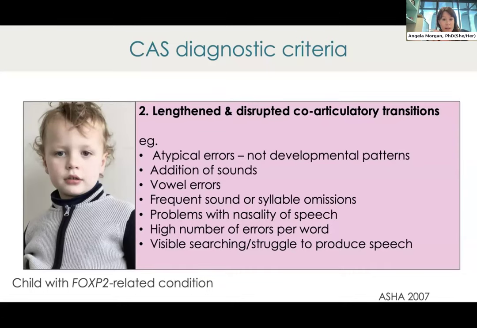Sometimes you can see challenges with nasality of speech as well. So there are only a few sounds in English which we call nasal sounds, but for some children, these are very fine movement patterns you need to show oral versus nasal sounds. So you'll hear those sorts of challenges of distinction of oral and nasal sounds, many more errors per word. Sometimes you might see visible searching or struggle to produce speech sounds. So I've got a video here of a young man who does have apraxia associated with a genetic condition, a FOXP2 related condition. So FOXP2 is one of the genes that has been associated with speech disorder. And you'll see this little man when he's talking, you'll see a little bit of jaw sliding or groping, attempting to produce the sound, that visible searching.